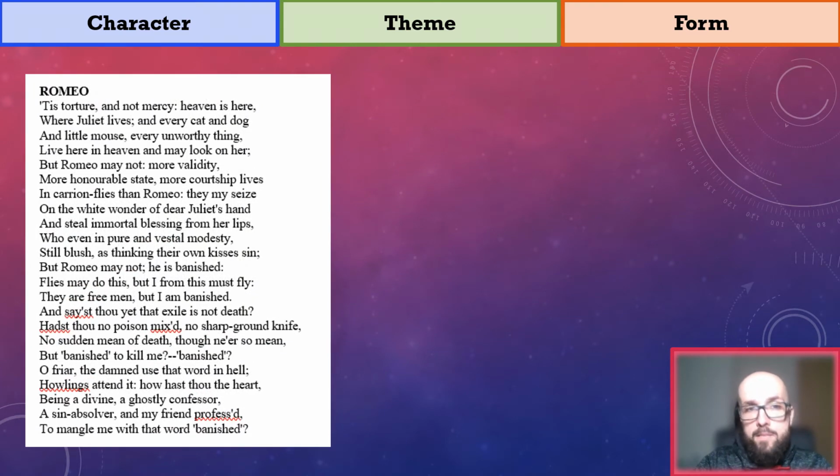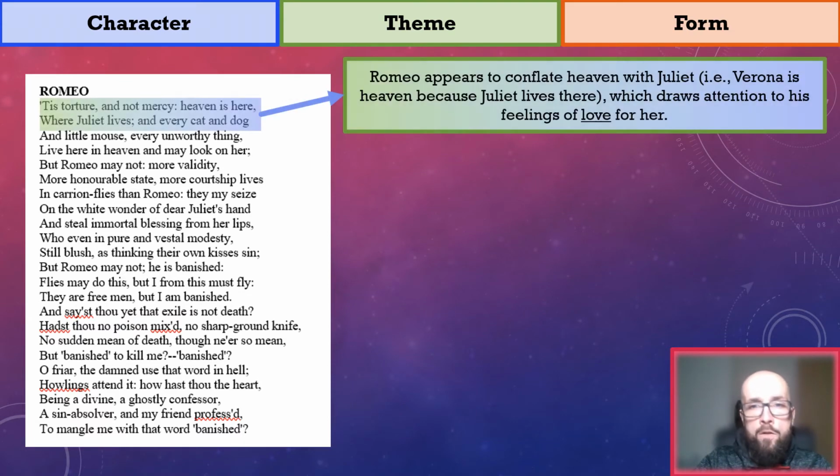Romeo then further explains why he thinks that being banished is in fact a cruel punishment rather than a merciful one. When he states that heaven is here, where Juliet lives, it appears that he conflates heaven and Juliet, which draws attention to his feelings of love for her, given that this is an incredibly hyperbolic association to make.